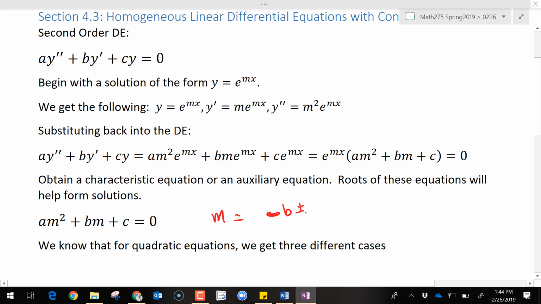Negative b plus or minus the square root of b squared minus 4ac. So at some point, where do you stop and say there's no real roots, there's no solution? That thing inside of the square root, right? When that thing inside of the square root is negative.